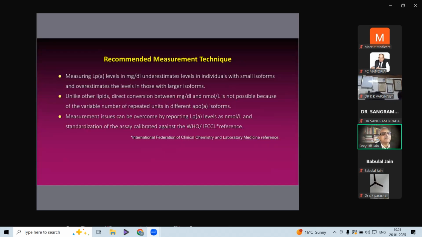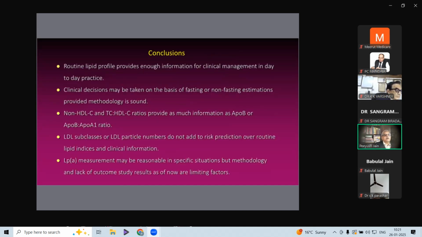So the recommended measurement technique for LPA should be used, which is recommended by the WHO, and standardization of assay is very important. Unfortunately, in our country, LPA is measured by milligram per deciliter, not nanomole per liter, and that should be changed. Okay, so I conclude here because I'm getting short of time.